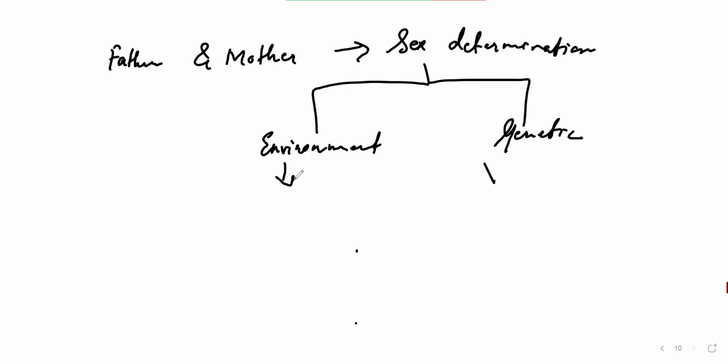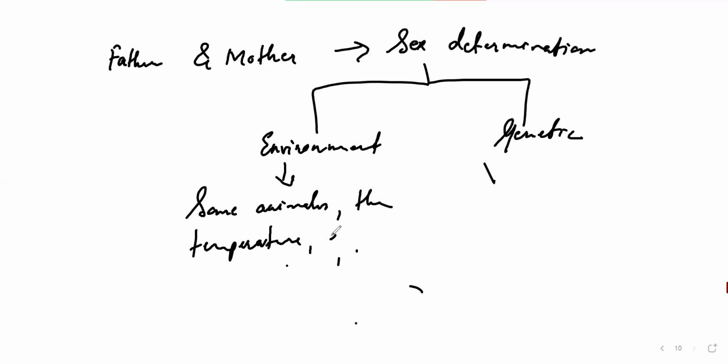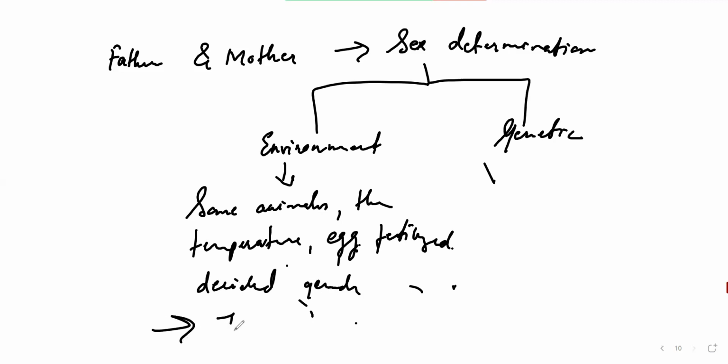In environmental factors, some animals live in different habitats, so the temperature where they live will be different. Because of that, the egg fertilization also depends upon the habitat and the temperature. After the egg gets fertilized, only then will we know what comes out. So that will decide the gender. The environmental factor decides the gender, for example in the turtle.